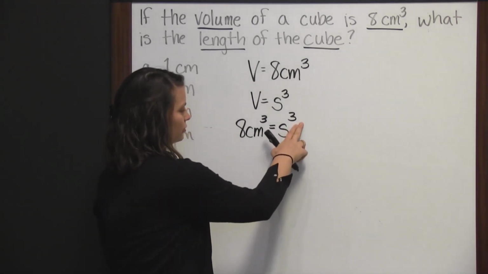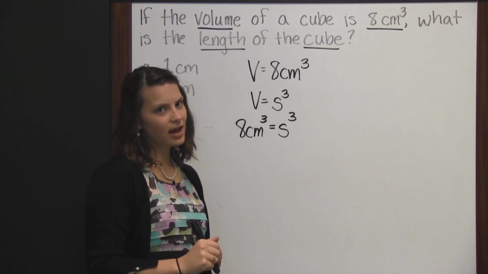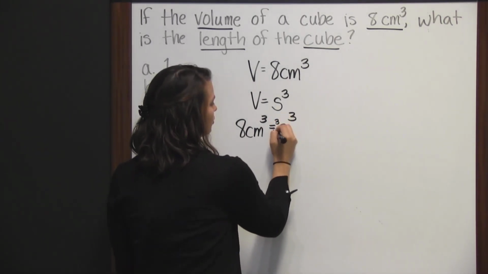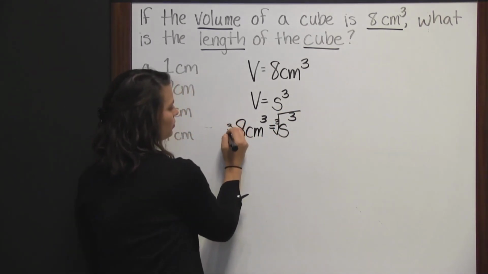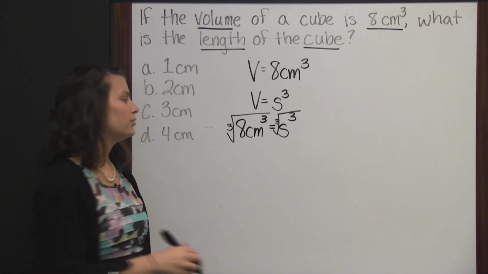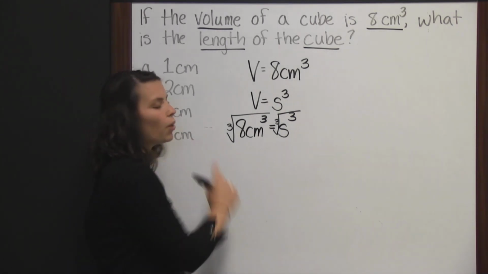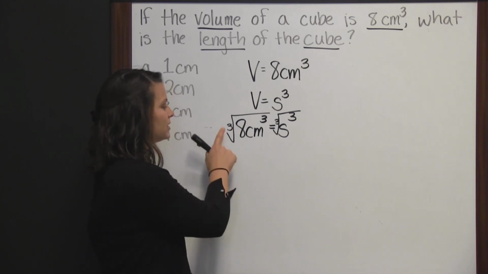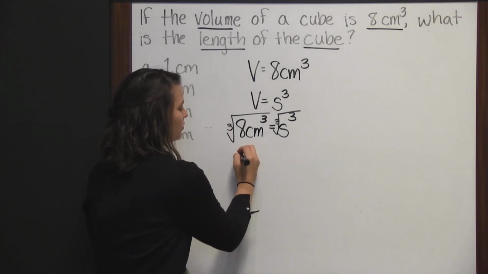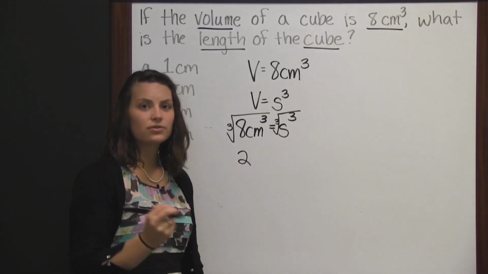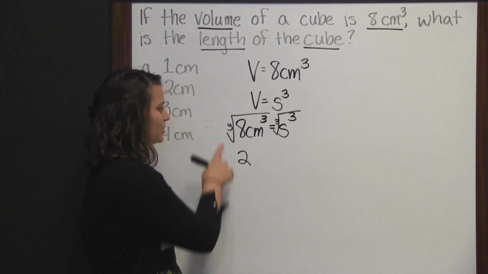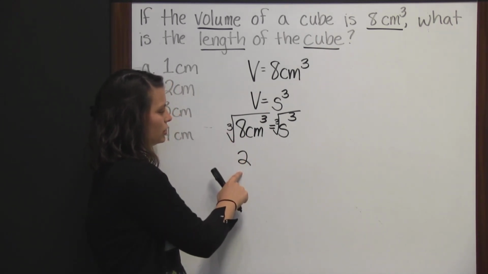So we have side cubed. If we want to solve for side, then we need to do the opposite of cubing, which is to take the cube root. So take the cube root of both sides. When you're taking the cube root, really what you're doing is finding what number times itself 3 times would give you 8. And that number would be 2. 2 times 2 times 2 is 8, or 2 cubed is 8. So the cube root of 8 is 2.